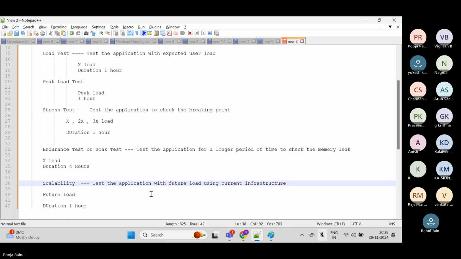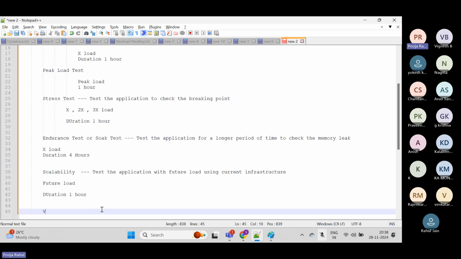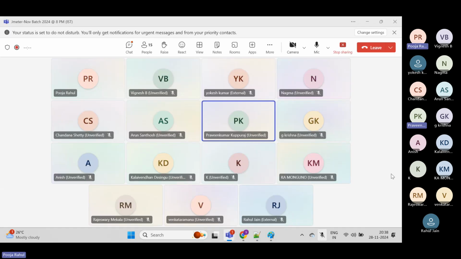Okay. And then volume test. Sarvana, all, sorry for stopping you. Shall I ask a question over here? Please. So here we said that our load is 500, and our future load is 1500. So it is nothing but 3 times the current load, right? So it becomes a stress test, right? So what makes a difference between stress and scalability?